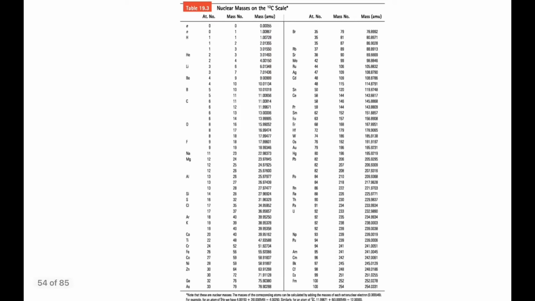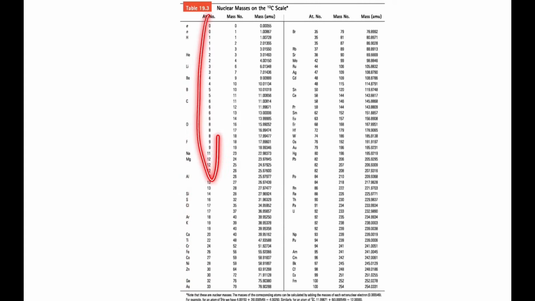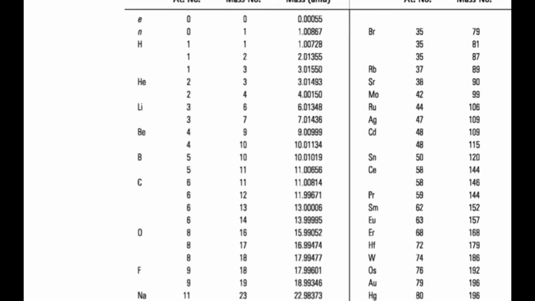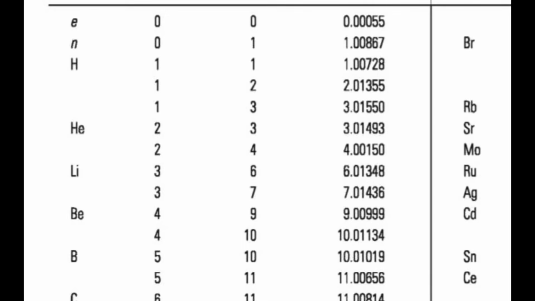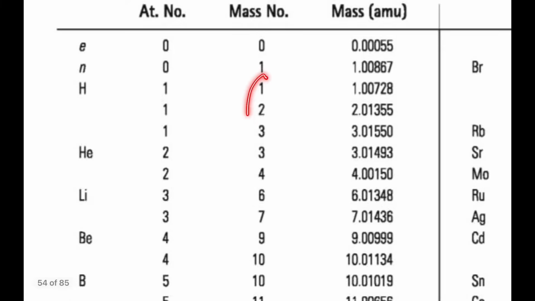So, this is the table of nuclear masses. We have here the symbols of the different elements, their corresponding atomic number, and the mass number. And if you notice, for each element there could be more than one mass number with the same atomic number, meaning they are isotopes. And these masses here are the nuclear masses.